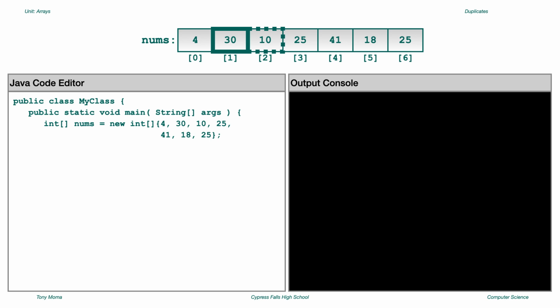Notice I'm not going to compare backwards. I don't need to compare the value at index 1 to the value at index 0 because we've already determined that the value at index 0 is not duplicated anywhere else. So there's no need to compare backwards. We're just going to compare forward.